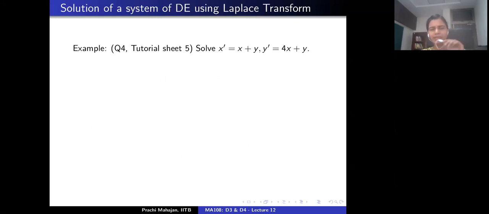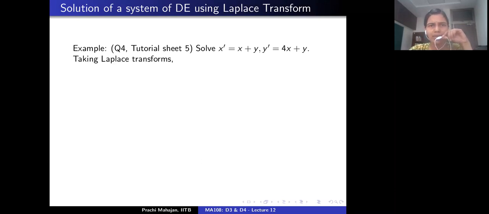We're just doing examples back to back, but I think solving problems gives you a lot more confidence. So here's another problem from tutorial sheet 5. Again, there's a system of equations here.